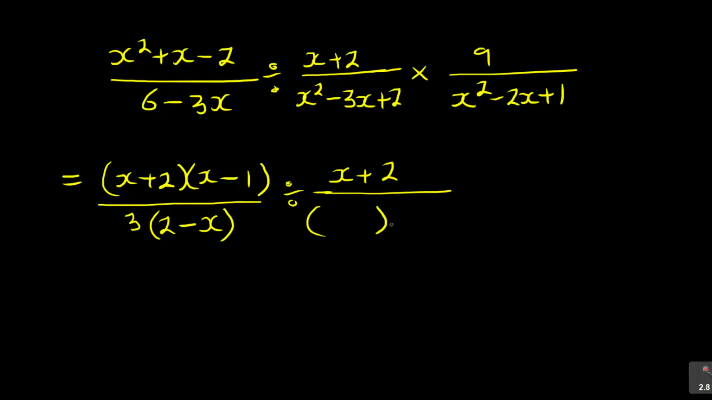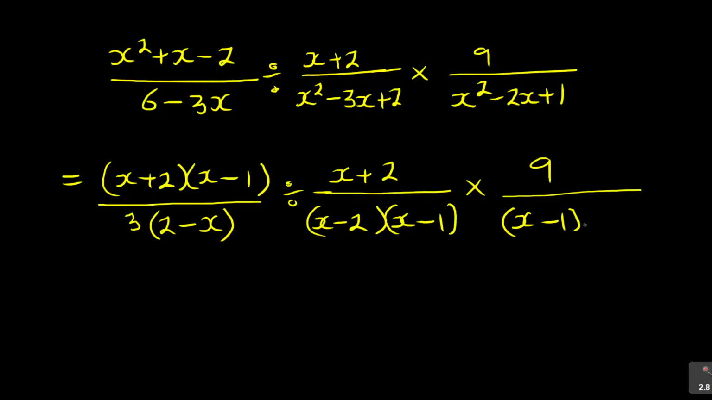Open the bracket, use the product sum. So you've got x. Now I'm looking for the factors of 2 again, which is x minus 2, and here it's x minus 1. That repeats. Over 9 over, again, product sum method. Here it's x minus 1. Again, here it's x minus 1. So these are the factorizations that I've been doing.